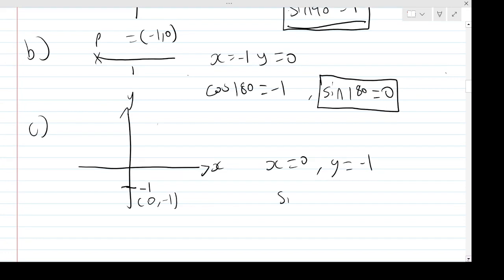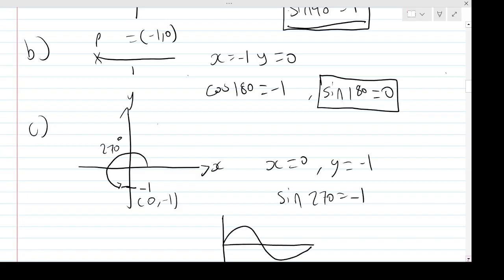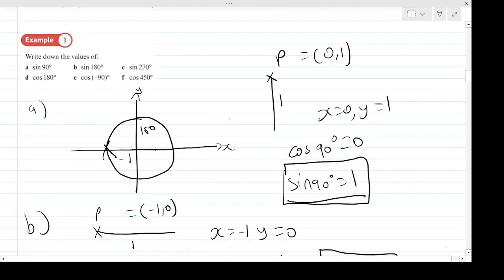So then we can say that sine of the angle, which was 270. I'll draw the angle there again. That's 270 degrees. Sine of 270 would indeed be minus 1. And again, that makes sense because the sine graph here, we can confirm this because 270 will be there, which indeed is at minus 1. Okay, there we are.